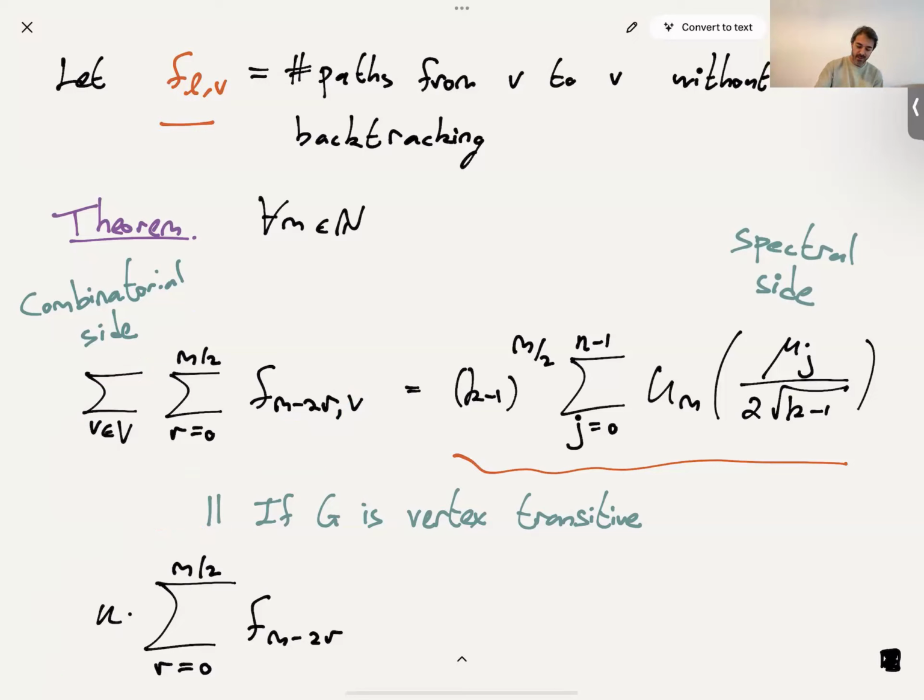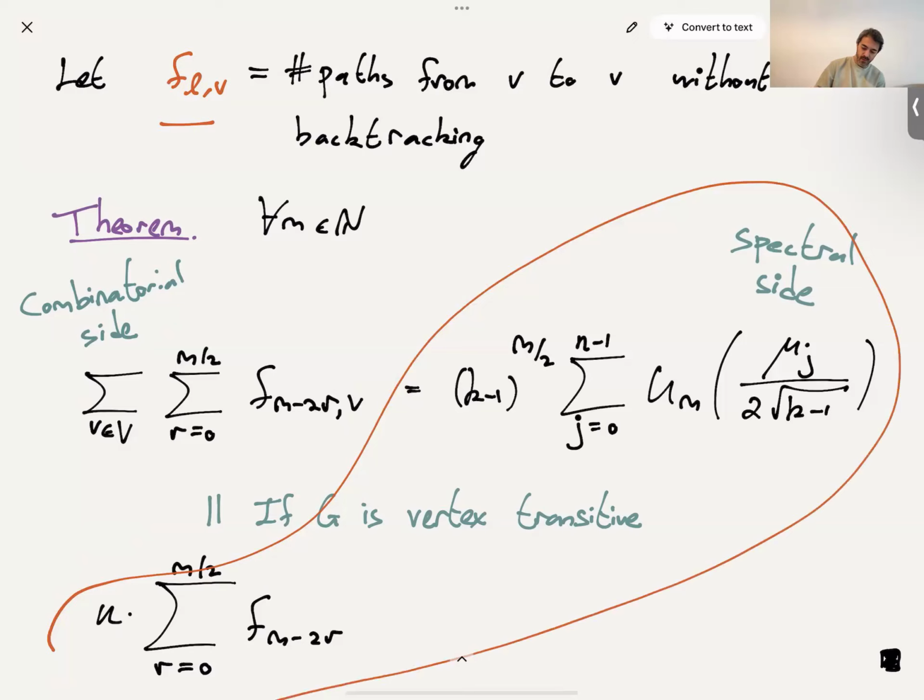Okay, so the overall thing that I want to take from this part of the lecture is actually this equation. There is a normalization here, but if you count how many paths from some fixed vertex to itself, because it doesn't matter which vertex you take, which are non-backtracking of length m minus 2r, iterating over all r's between 0 and m over 2, that can be expressed using the spectrum, using this Chebyshev polynomial.